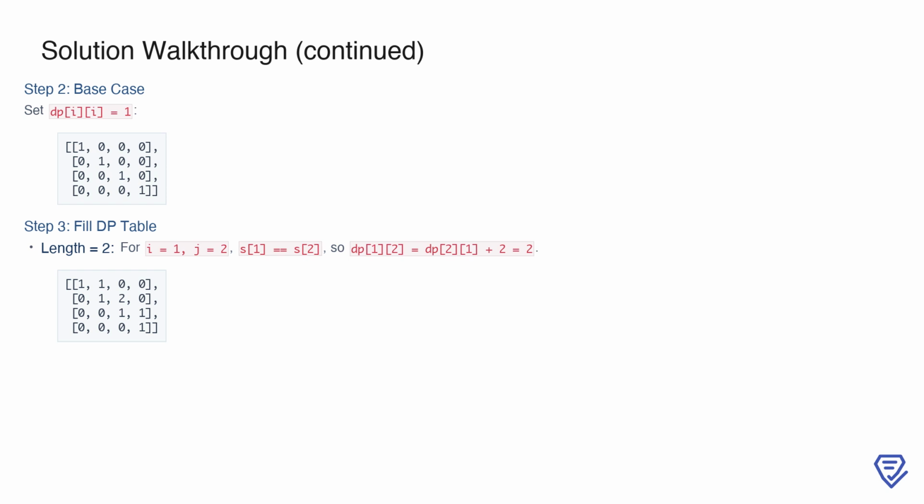In this case, we add 2 to the value of the inner substring, which is dp[2][1], so dp[1][2] equals 2. We continue this process for longer substrings, ensuring that we evaluate each pair of boundary characters and fill the table accordingly. This systematic approach ensures that all possible palindromic subsequences are accounted for and their lengths calculated.